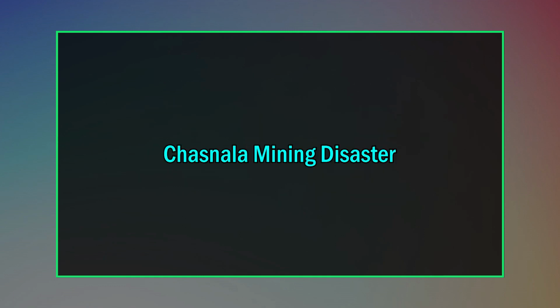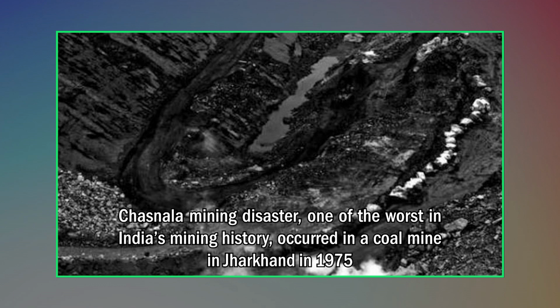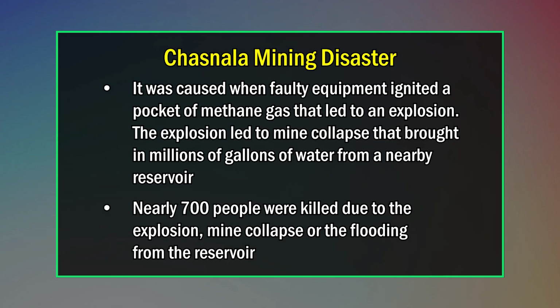Chasnala mining disaster. The Chasnala mining disaster, one of the worst in India's mining history, occurred in a coal mine in Jharkhand in 1975. It was caused when faulty equipment ignited a pocket of methane gas that led to an explosion. The explosion led to a mine collapse that brought in millions of gallons of water from a nearby reservoir. Nearly 700 people were killed due to the explosion, mine collapse, or the flooding from the reservoir.